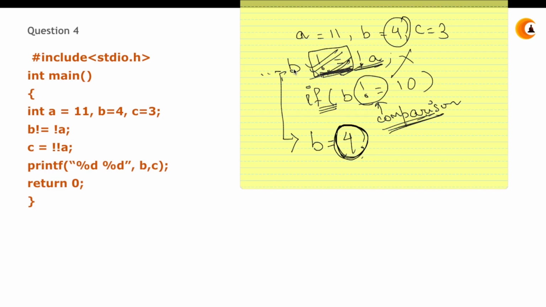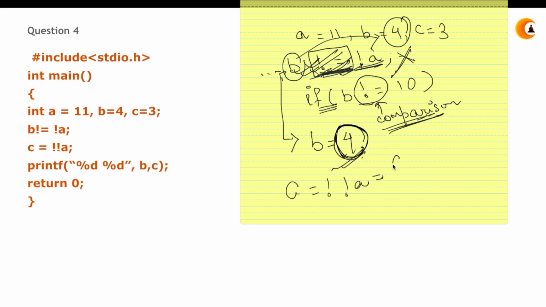But there is no place over here where I'm catching whether this condition is true or false. So just ignore it and keep the value of B as it is, whatever it is. Okay, so the B value remains unchanged. Now C is equal to not of not A. Now this might be a little confusing. You can break it down as C is equal to not of not A.